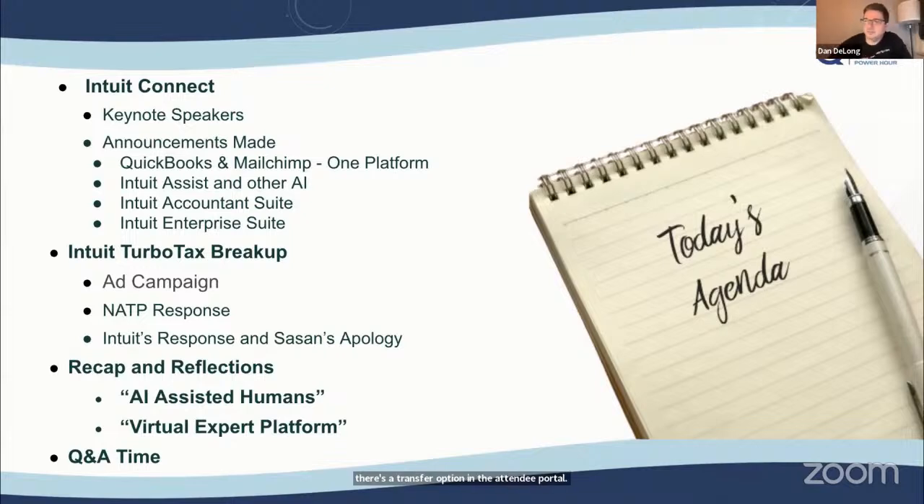But yeah, we want to unpack what they talked about today, and then talk about some of the things that are outside of just Intuit in general. We want to talk about the TurboTax breakup, which was an interesting, not an event, but an interesting happening at Intuit Connect, about how it was addressed. Kind of like that elephant in the room kind of thing.